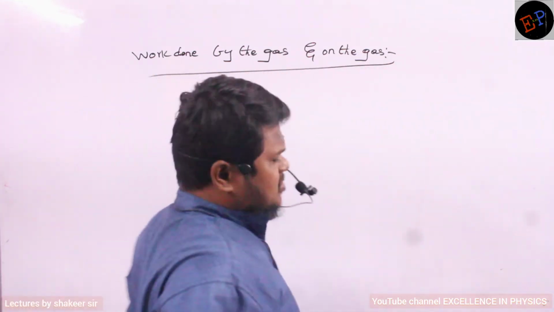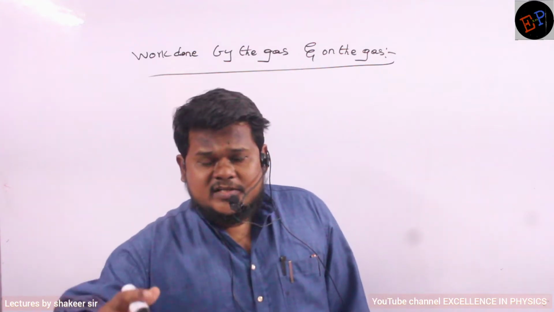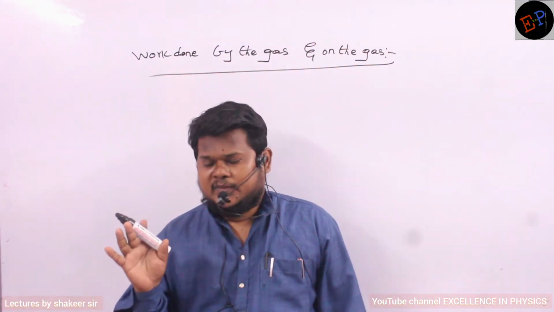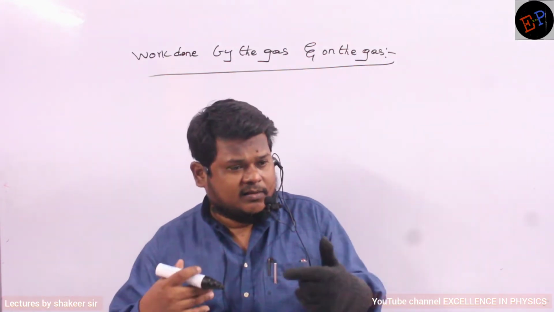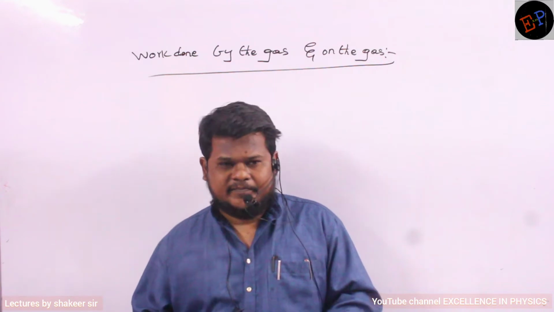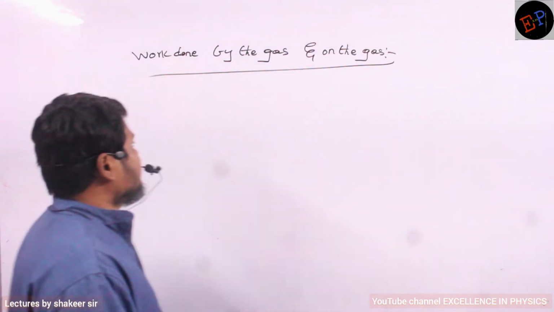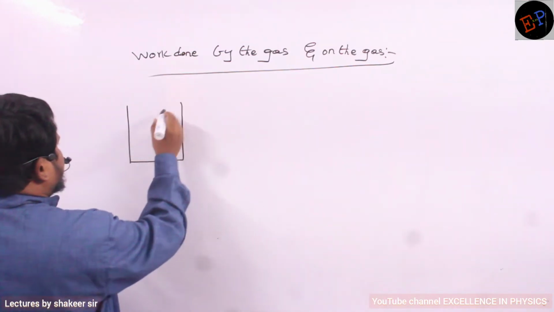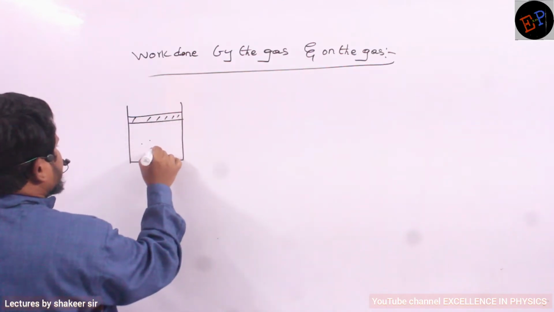In chemistry, we don't study by the gas and on the gas. If energy is lost by the system, that is taken as negative in chemistry. If the system is receiving anything, that is taken as positive in chemistry. But in physics, we will deal according to the formula of physics. So now let us see. Consider this is a system. This is a piston inside which gas is present.